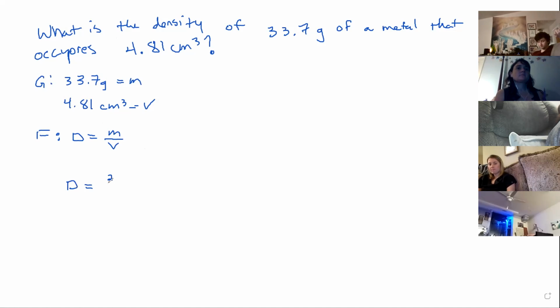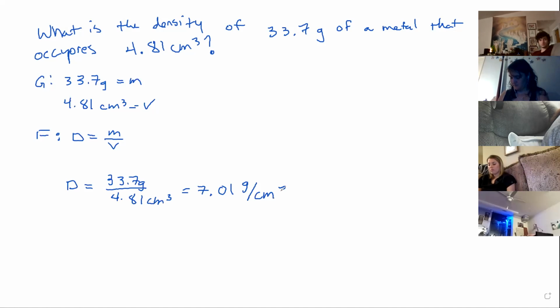Density is going to equal that 33.7 grams divided by 4.81 centimeters cubed. I take those two, I divide it out. The problem doesn't say, hey, convert it to anything outside of this. So we're just going to keep it in those units, 33.7 divided by the 4.81. And we get, we need 3 sig figs, 7.01. And the unit on this is gram per centimeter cubed.